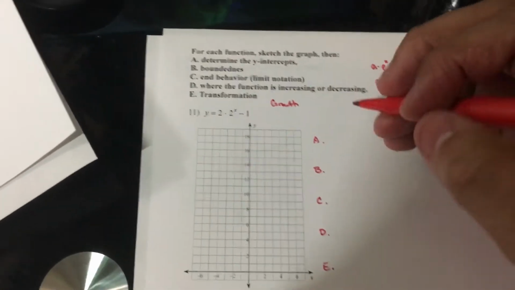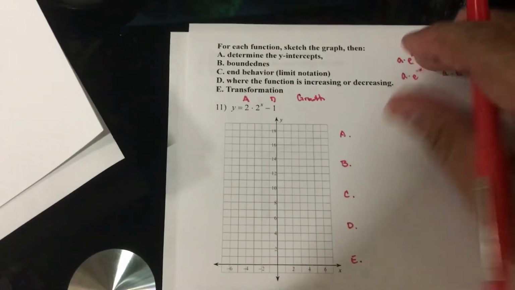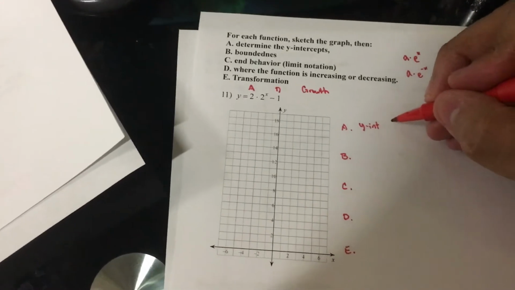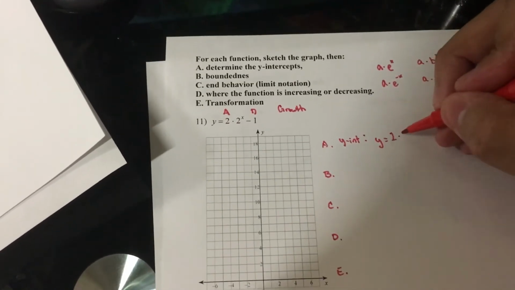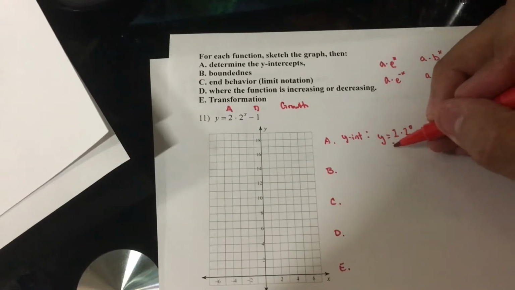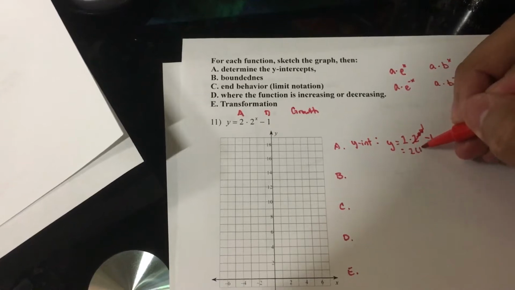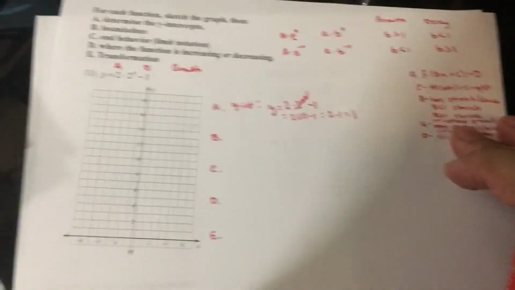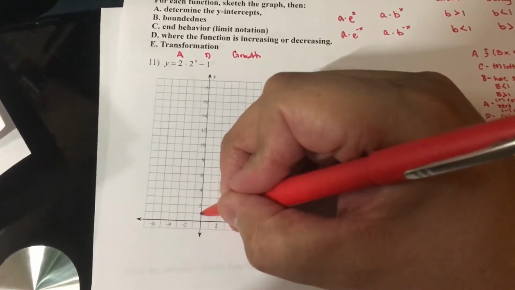Okay, so first thing I want to do, since this is my a value and this is d, is determine the y-intercept. So here, all I'm going to do is plug in a 0 for x. So y equals 2 times 2 to the 0 power minus 1. 2 to the 0 power is equal to 1, so 2 times 1 minus 1, which is 2 minus 1 equals 1. In this particular case, the numbers just worked out that the y-intercept didn't change from the original function. So the y-intercept is right here.